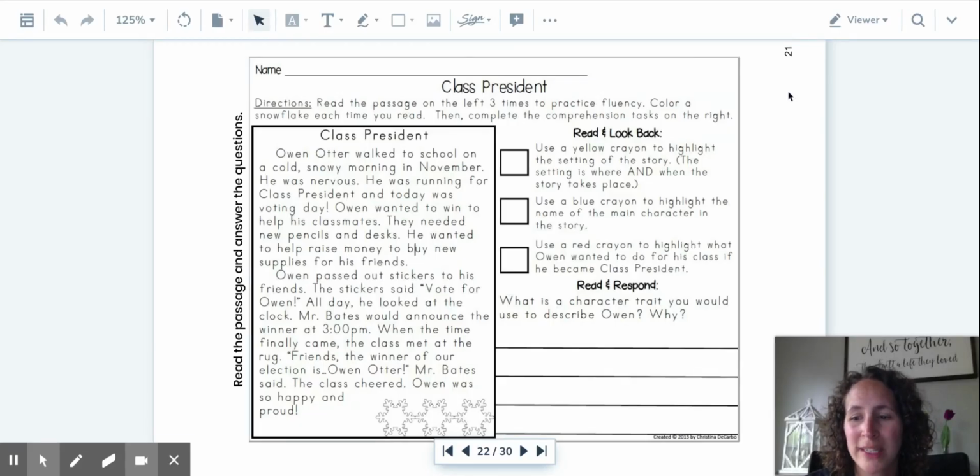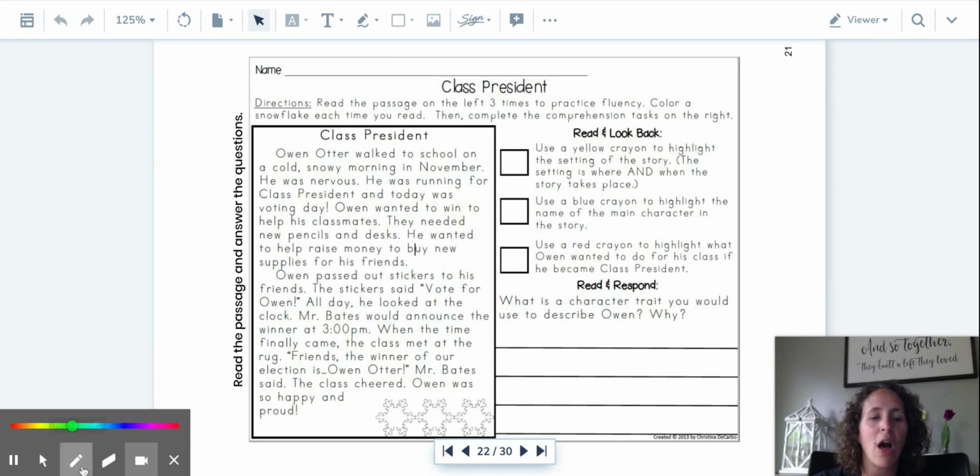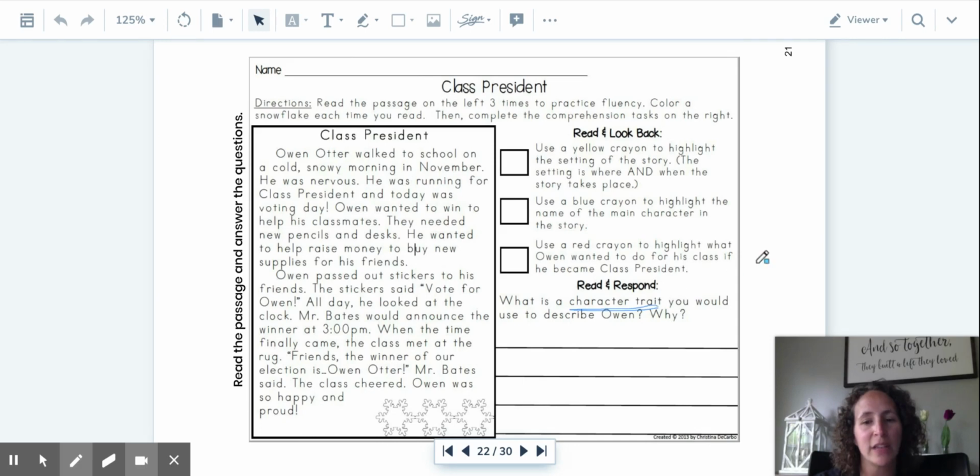Here is your task for today. You can see this is on page 21 in your packet, and the title is Class President. Your directions tell you to read it 3 times to work on your fluency, and then color a snowflake at the bottom each time you read, and then complete the tasks on the right. Well, today we were talking all about character traits, and I can see right here at the end in the read and respond, that's what it's asking you. It says, what is a character trait you would use to describe Owen? And Owen Otter is one of the characters in the story.